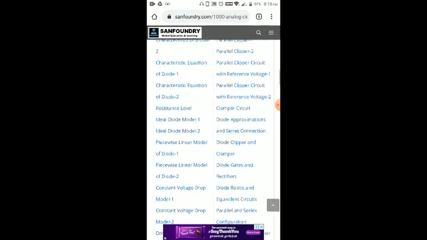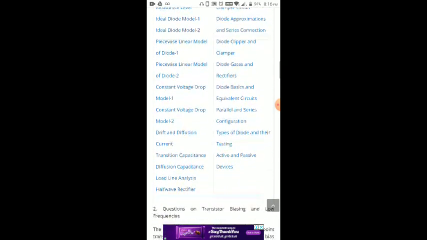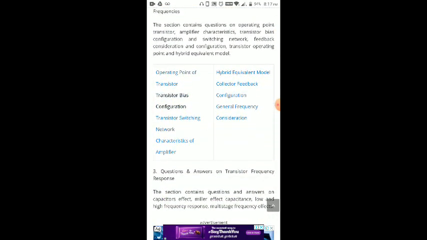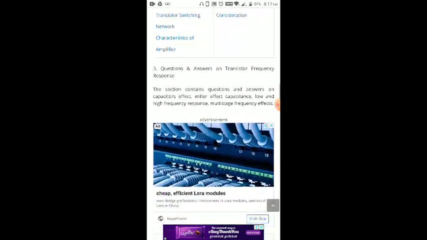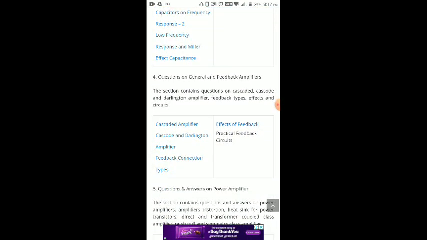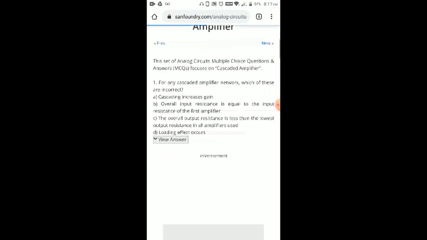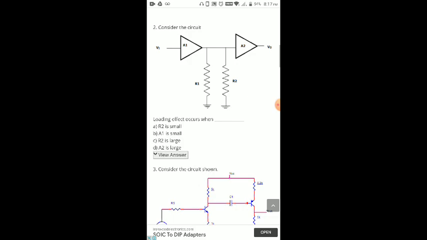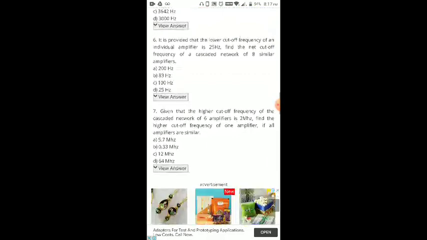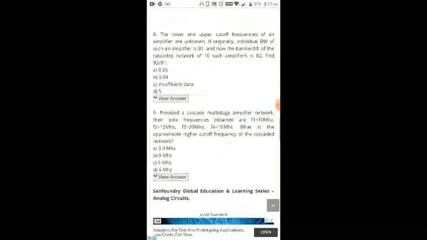We have discussed all those topics also: clippers and clampers, diode gates, transistor biasing, the hybrid equivalent model, h parameters, characteristics of amplifiers. All those topics have MCQs available with explanations and answers. If you do not know the answer, you can just click and understand it by yourself. So it is up to you whether you want to practice or not, so that you will be ahead of the students who are in competition with you.